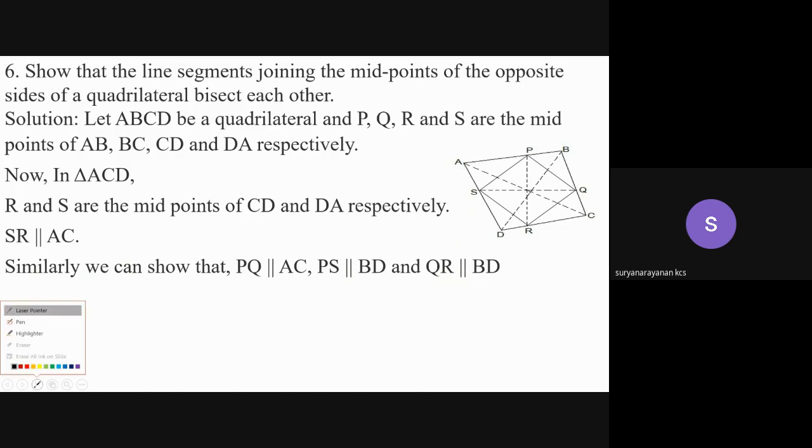Observe this quadrilateral, my children. Then PQRS is a parallelogram. Automatically, because they are opposite sides and they are equal, in this quadrilateral PQRS the opposite sides are parallel and equal. That is why this quadrilateral PQRS is a parallelogram.